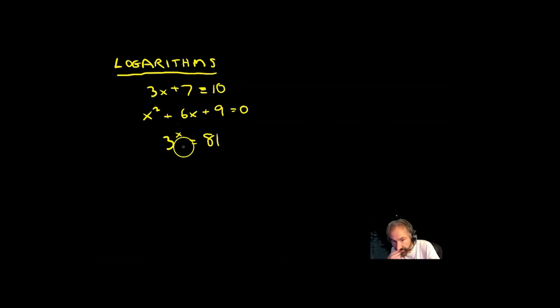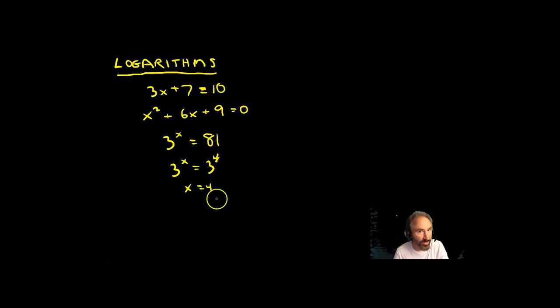Now, if these two numbers, 3 and 81, are very closely related, then it's not that big of a deal. For instance, 81 is just 3 to the power of 4. So one way to solve a problem like this is simply to rewrite 81 as 3^4. And if we do that, then if 3^x = 3^4, then x probably equals 4. So that's not so bad.